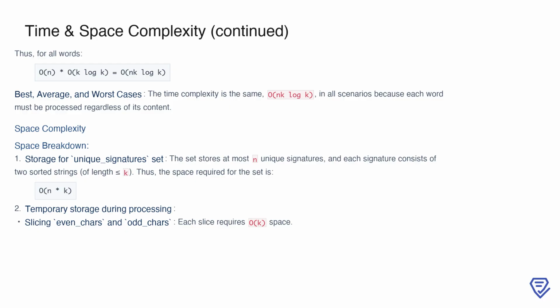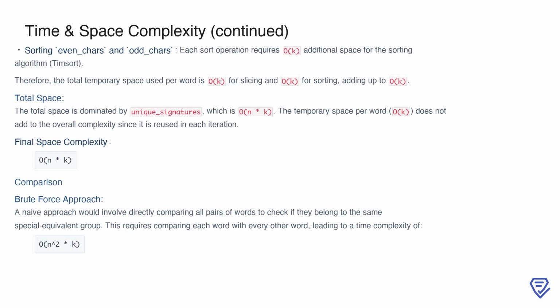For slicing the even and odd characters, we need O(k) space per word. Sorting the even and odd characters also requires O(k) additional space due to the sorting algorithm, such as timsort. Combining these, the temporary space required per word is O(k) for slicing and O(k) for sorting, which adds up to O(k). However, since this temporary space is reused for each word and does not accumulate, it does not affect the overall space complexity. The total space complexity is dominated by the unique signatures set, which is O(n * k).